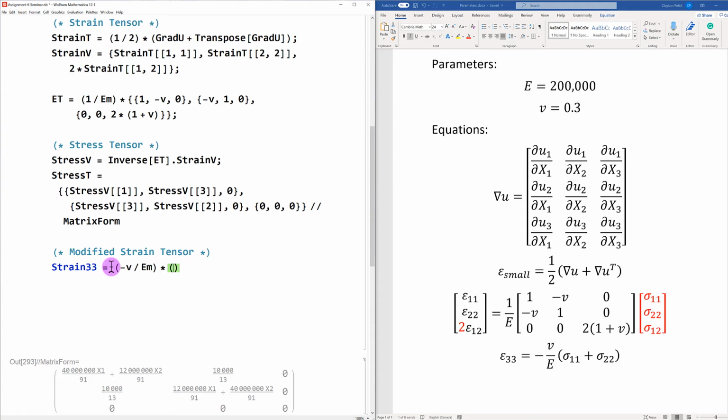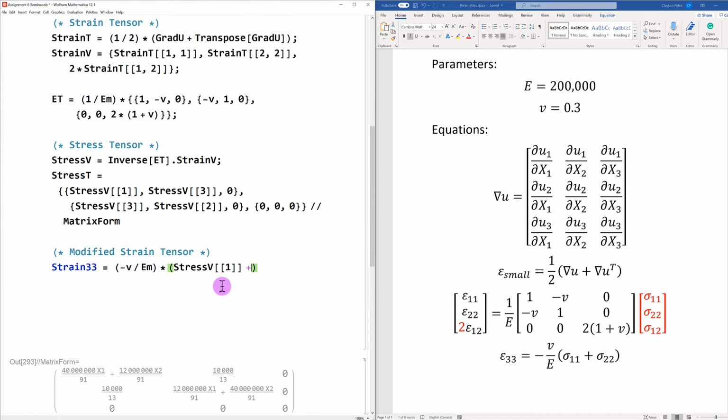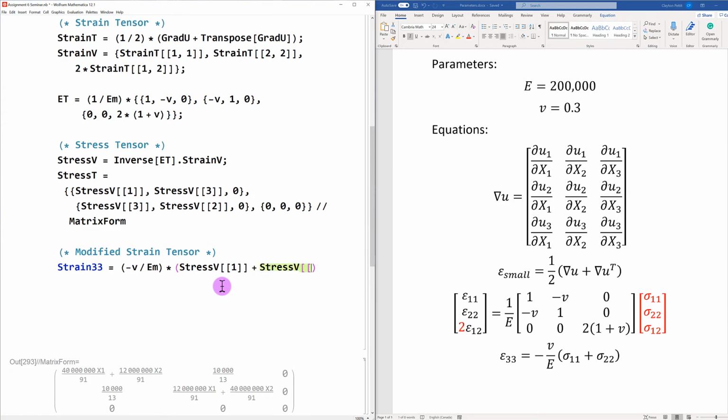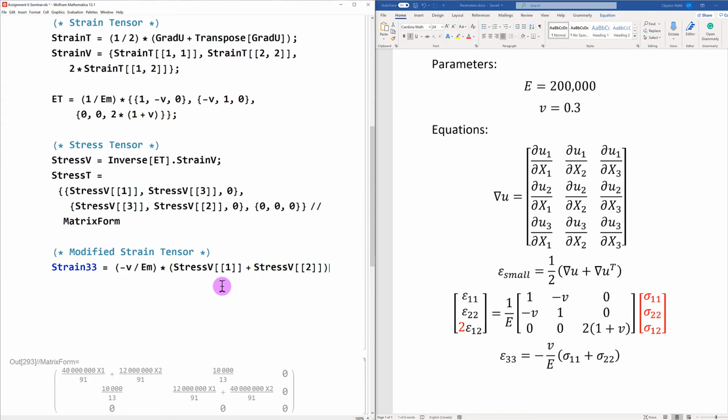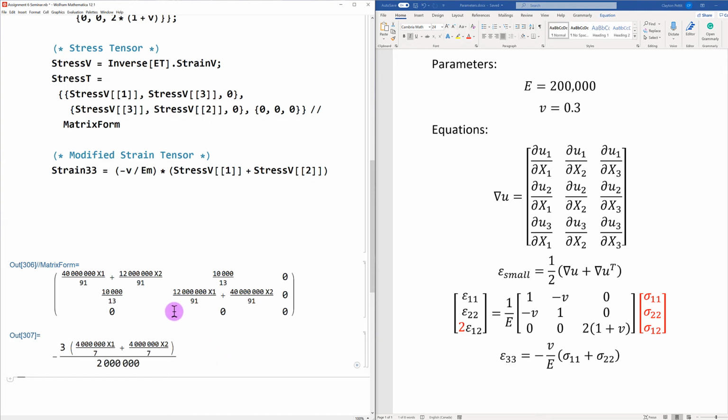So I can get these either from my stress tensor, or I can say, all right, well, they're also in my stress vector as component number 1 and component number 2. So what I'm going to do is use the stress vector. So I'm going to go stress vector 1 plus stress vector 2. So it's just taking the first component of my stress vector, which is sigma 11, and adding it to the second component of my stress vector, which is sigma 22. If I were to run that right here, I find that it's going to be this right here. A little bit gross, but it is what it is.